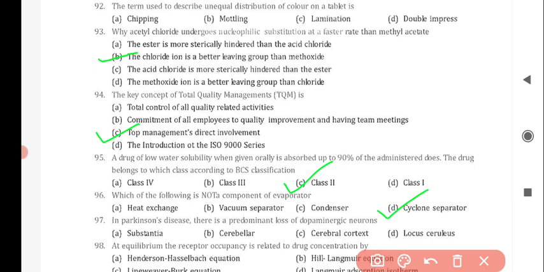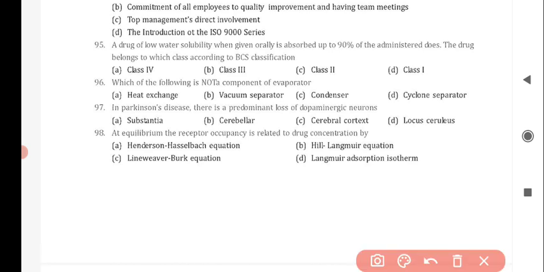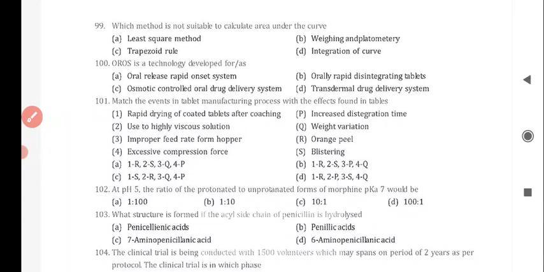Next question is, in Parkinson's disease, there is a predominant loss of dopaminergic neurons. So the correct answer for this question is option number A, substantia nigra. Next question is, at equilibrium, the receptor occupancy is related to drug concentration by, and the correct answer is option B, Hill-Langmuir equation. Next question is, which method is not suitable to calculate area under the curve? And the correct answer is option A, that is least square method.